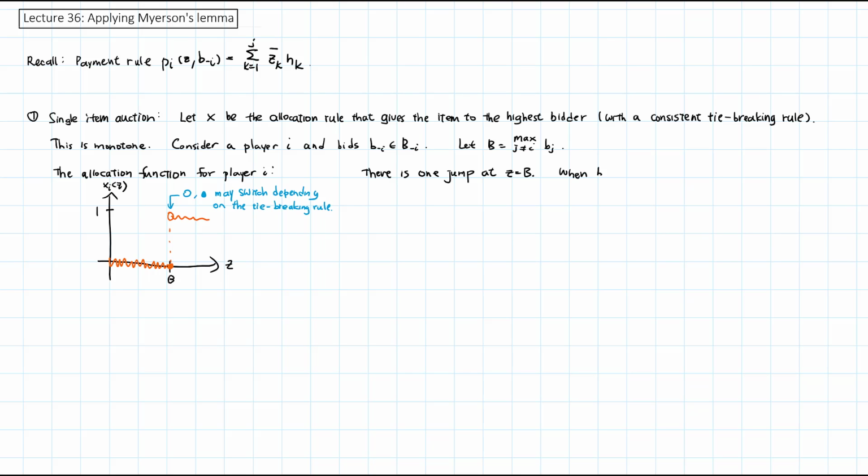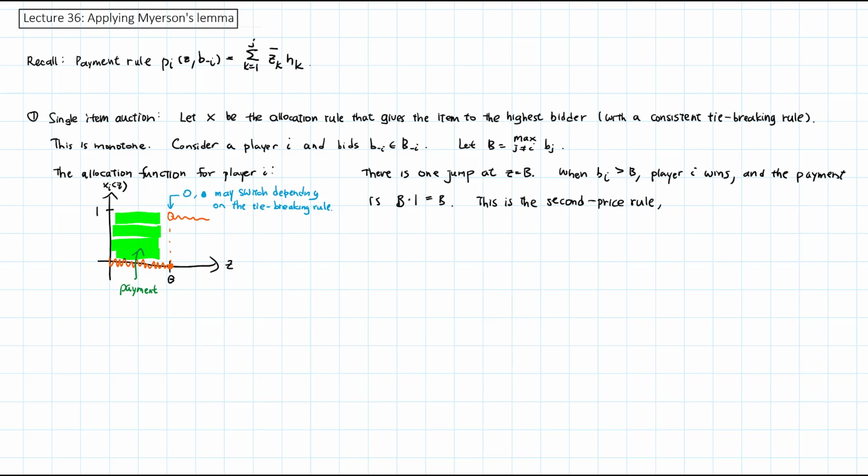When the bid b_i is greater than B, player i wins, and the payment is the area to the left, which is B times 1, and that is B. And this is precisely the second price rule. Based on Myerson's lemma, it is the unique payment rule that is DSIC, assuming that a bid of 0 implies that the payment is 0. So the second price rule is the unique ideal auction in the case of the single item auction.